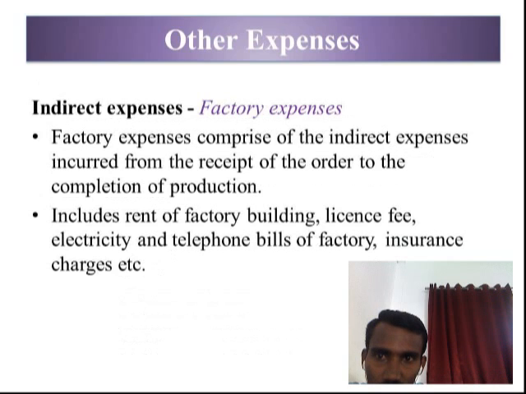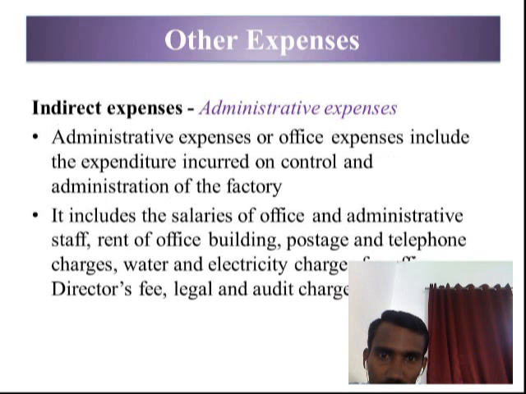First, factory expenses. These are indirect expenses incurred from the receipt of the order to the completion of the production. Examples include factory building rent, license fees, electricity and telephone bills of the factory, and insurance charges. All are indirect expenses related to factory expenses.